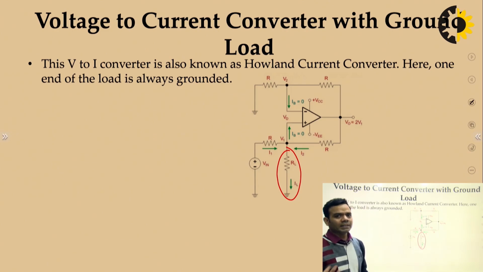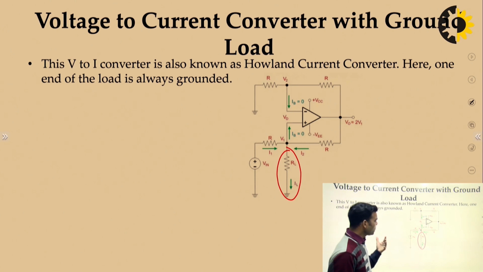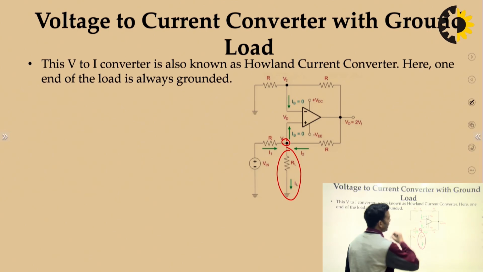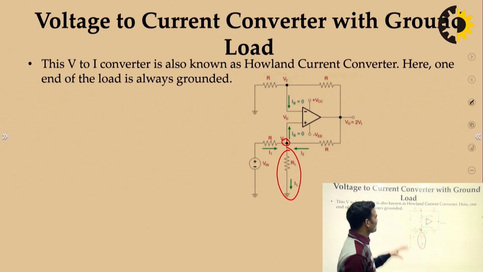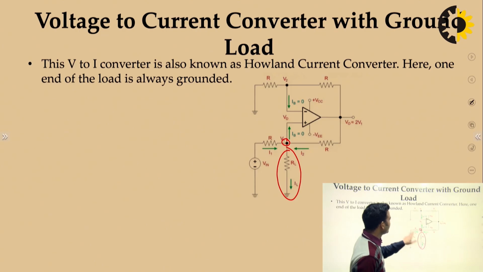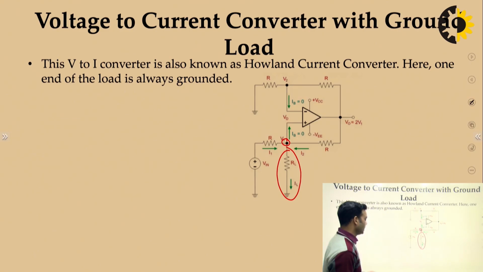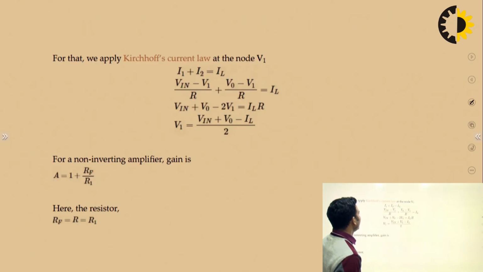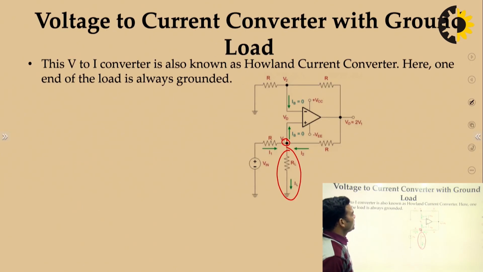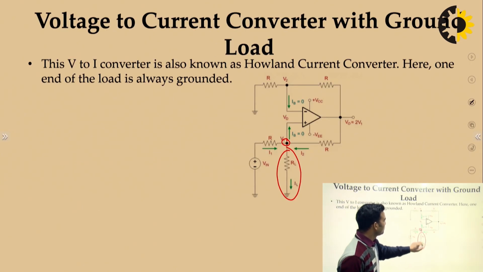So now let us analyze this circuit. To analyze it, we need to know this voltage V1, and we can find V1 by applying the voltage divider rule. We need V1 because V1 is equal to V2. So how can we analyze? We can see here that this current I1 plus this I2 is equal to IL.